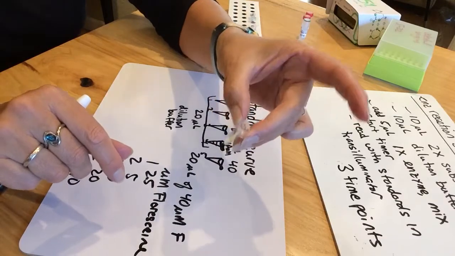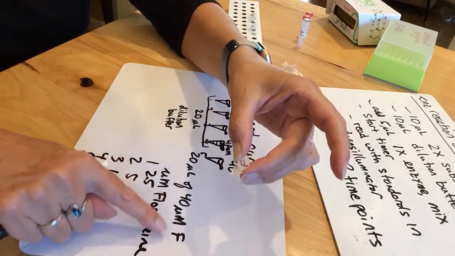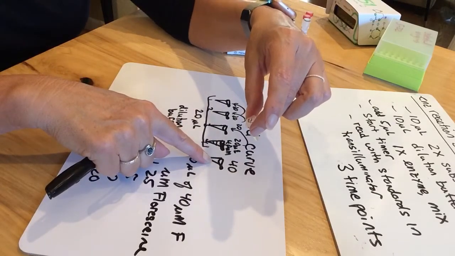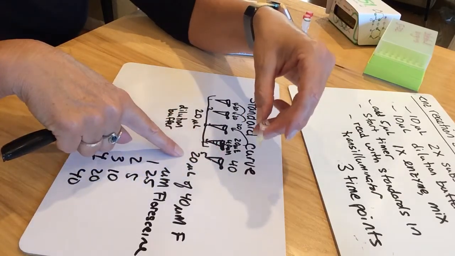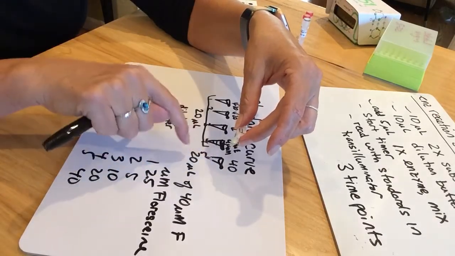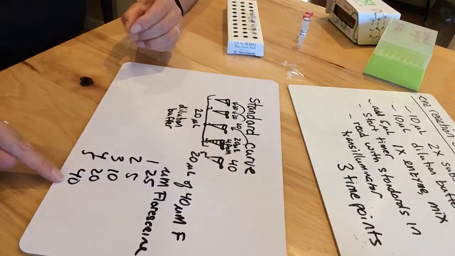Okay, so this is your 40 micromolar fluorescein. For tube 5, for your standard curve, you're going to put 20 microliters of that 40 micromolar fluorescein in here. That's going to be tube 5. So tube 5 will have a concentration of 40.